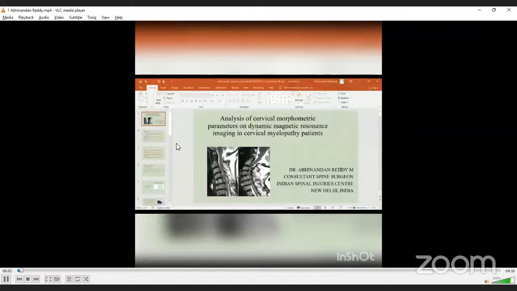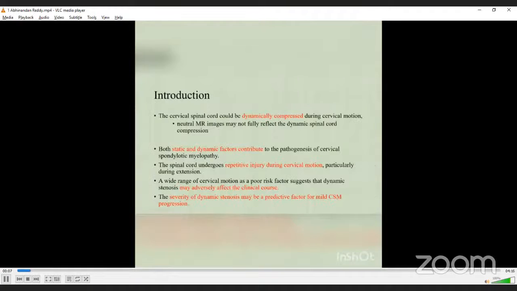Good morning, everyone. I'm speaking on dynamic MRI in cervical myopathy patients. Cervical spinal cord could be dynamically compressed, and neutral MR images may not fully reflect the dynamic spinal cord compression. Both static as well as dynamic factors contribute to the pathogenesis of cervical spondylotic myopathy. The cervical spinal cord undergoes repetitive injury during cervical motion, which may adversely affect the clinical course. The severity of the dynamic stenosis may be a predictive factor for mild CSM progression.